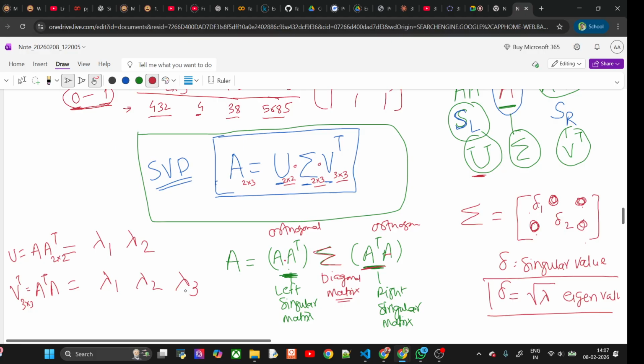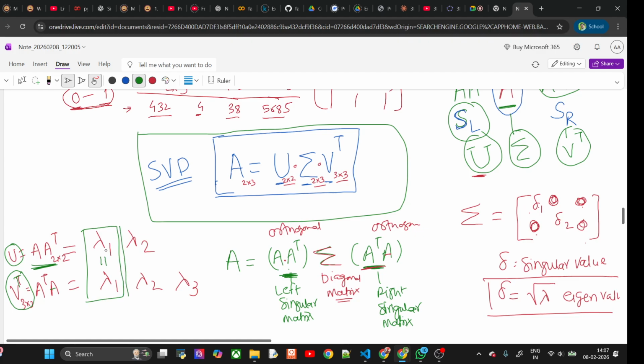If you take some example and calculate it, you will see that the first eigenvalue lambda 1 of A into A transpose and of A transpose A is similar. If you do this actual calculation with any matrix, you can see that lambda 1 of A into A transpose, or U, is similar to lambda 1 of V transpose. This will be similar.